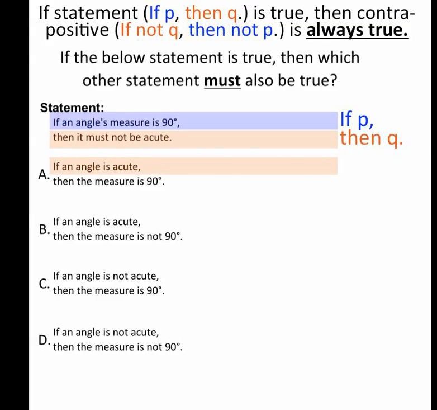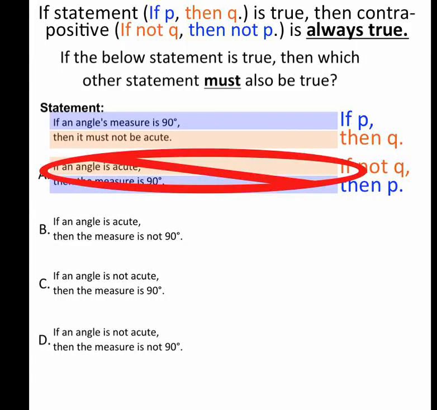Let's look at A. If an angle is acute. Well, that's just what I was saying before. That's the same thing as saying if an angle is not not acute, and so that is actually if not Q. So that's a good start. That's what we need for our contrapositive. If I can have the second part be then not P, then we'll have found it. Unfortunately, that second part is, then the measure is 90 degrees. That's just my P statement again. So if not Q, then P, that is not my contrapositive. So that's not the answer I'm looking for.